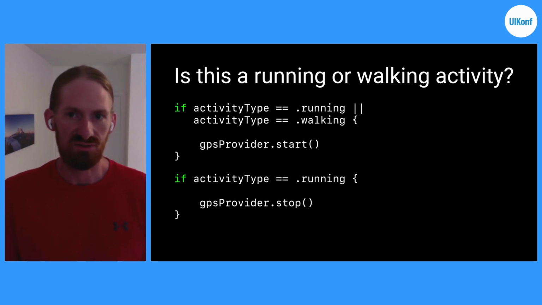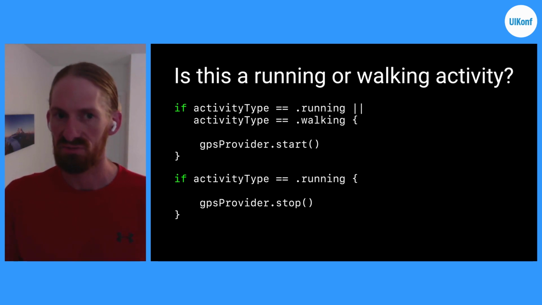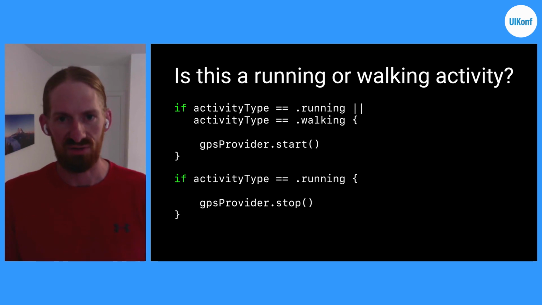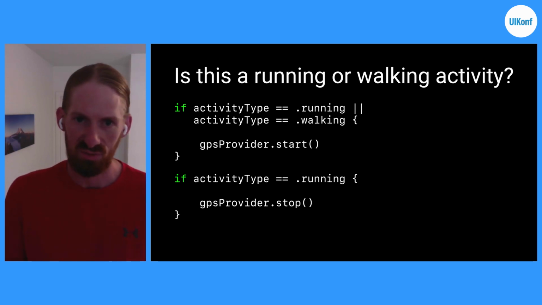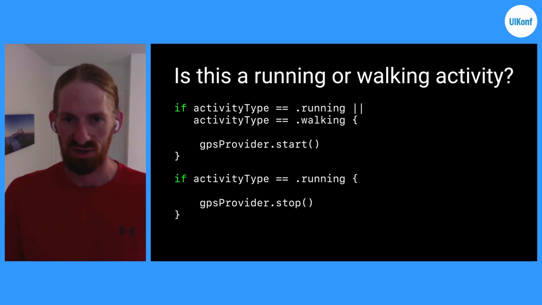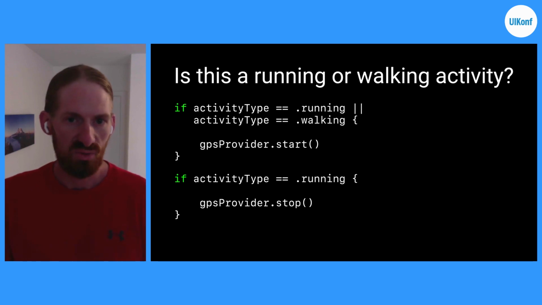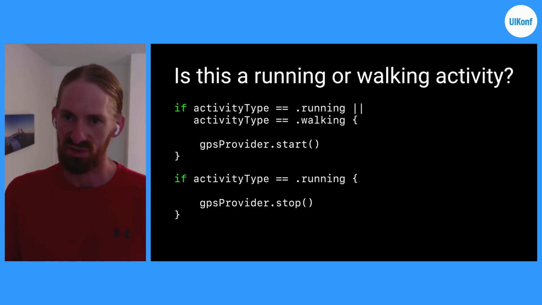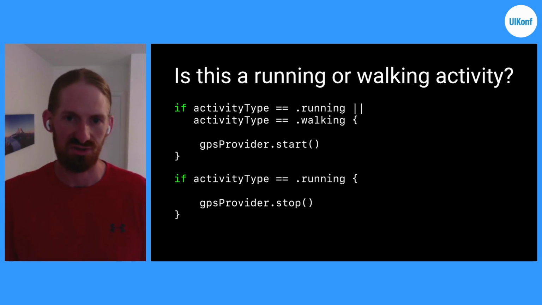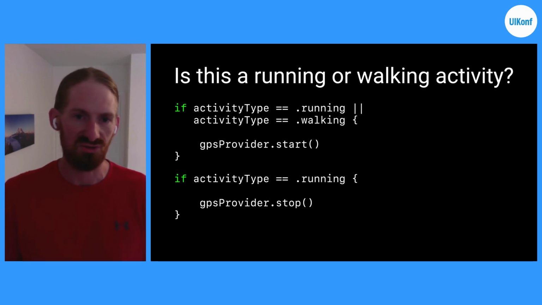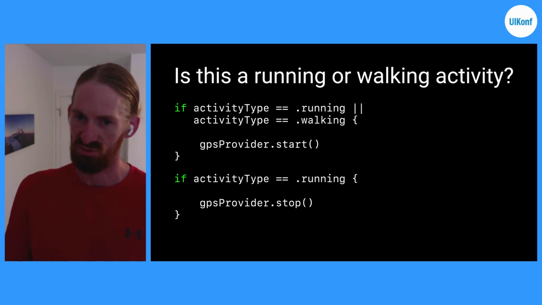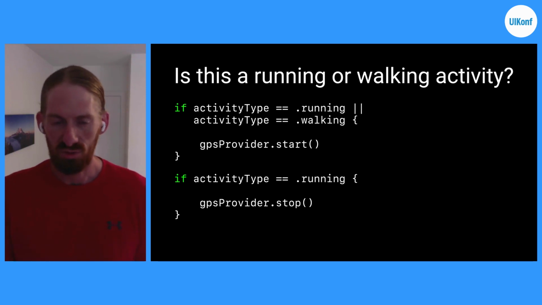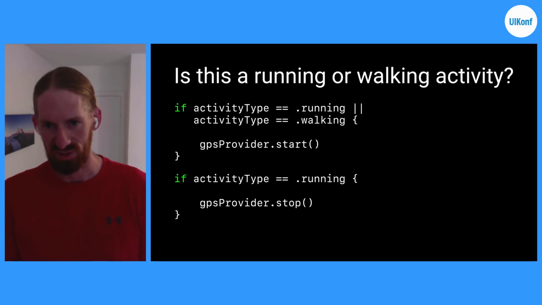Eventually, we decide to use GPS for walking workouts too. So we update our first if statement to support walking. But we forgot to update the second if statement, and now our app has a bug because we won't turn GPS off when the user stops walking. When we check for equality between 2 enum cases, we lose the opportunity to create a single source of truth for state-driven behaviors. Let's say we wanted a hiking activity to support GPS as well. Wouldn't it be nice to have one place to go to make that change?